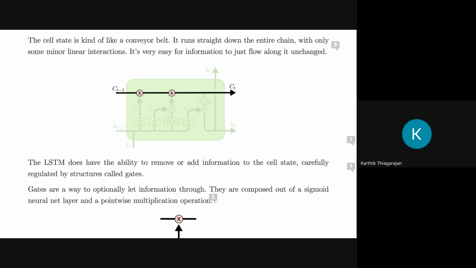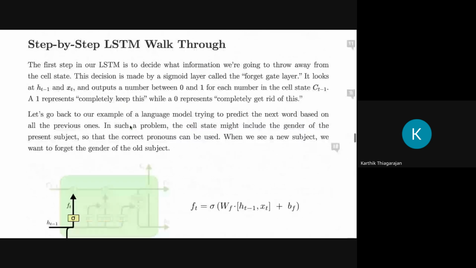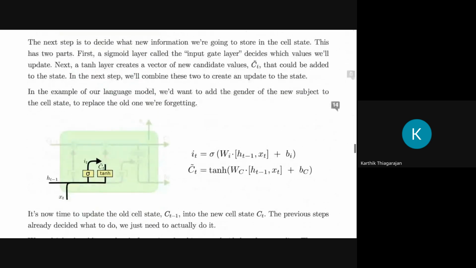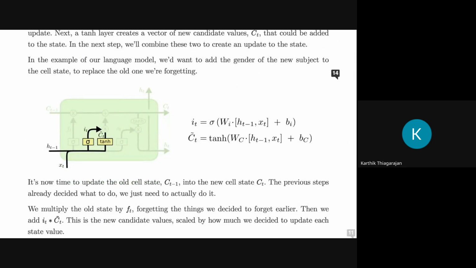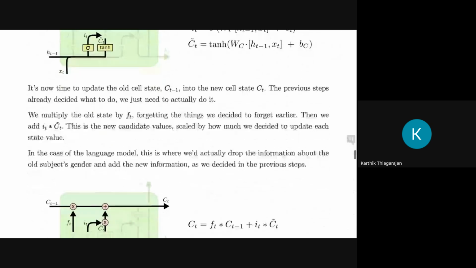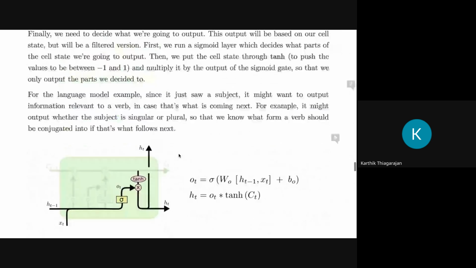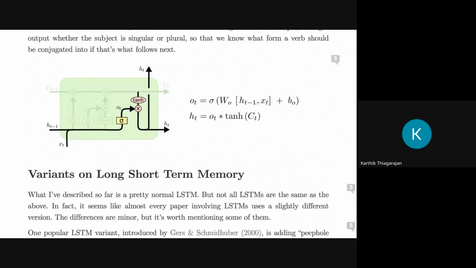You do it using what are called gates, some gating mechanism. There is a forget gate that tells you what to forget. There is an input gate that tells you what new information to write. Then you combine the two pieces of information to produce the new cell state, or the new context. The final part is how to write: what should you output as HT?